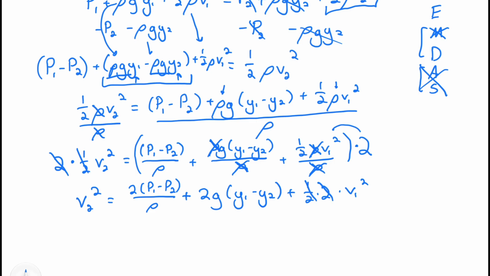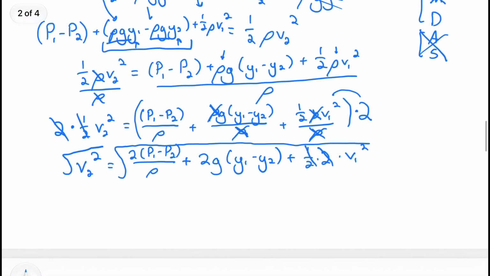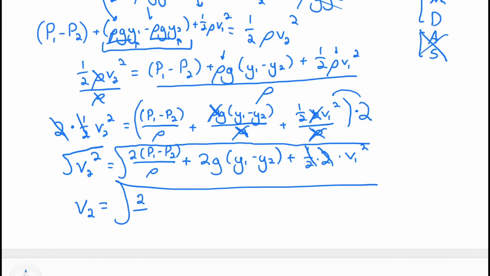And then finally, of course, we want to take the square root of v2 squared in order to get v2 by itself. Whatever we do on the left side, we have to do on the right side. So we will square root everything over here. And so the square root of v2 squared is just v2, and that equals the square root of, however we want to communicate this, I'm going to say 2 over rho times p1 minus p2 plus 2g times y1 minus y2 in parentheses, and finally plus v1 squared by itself.